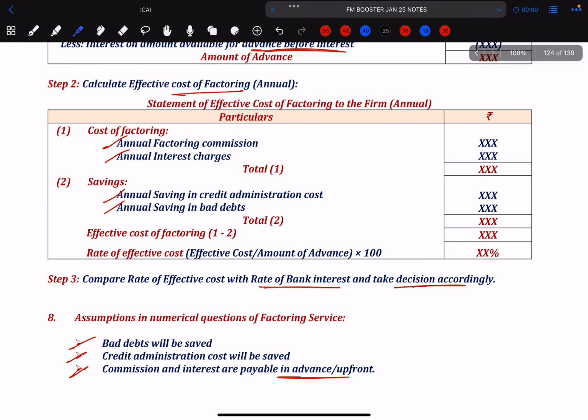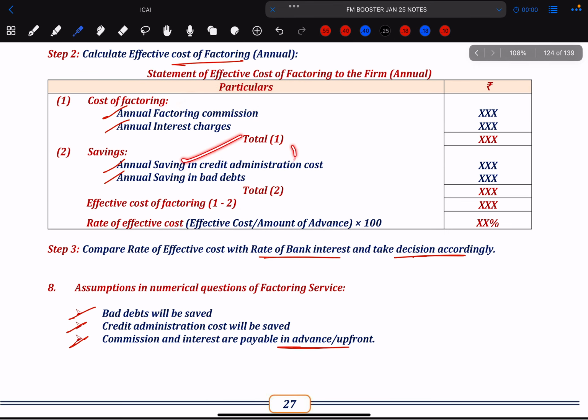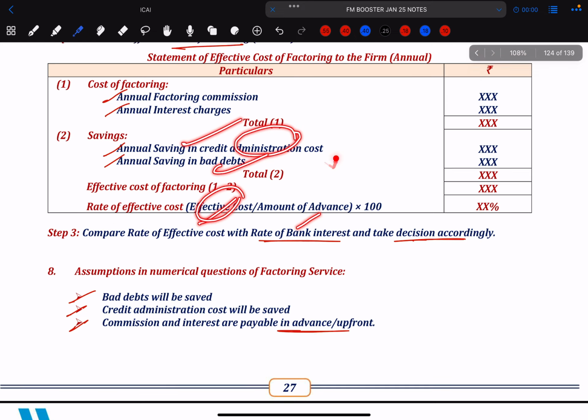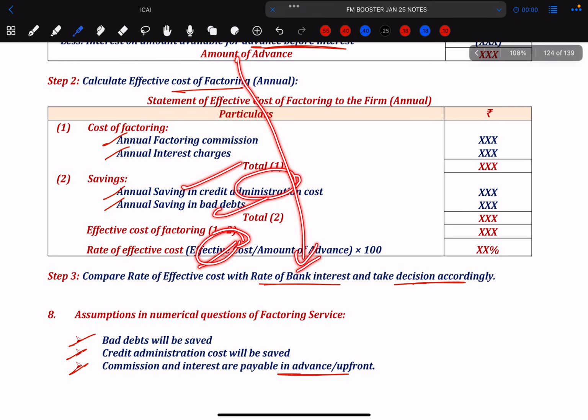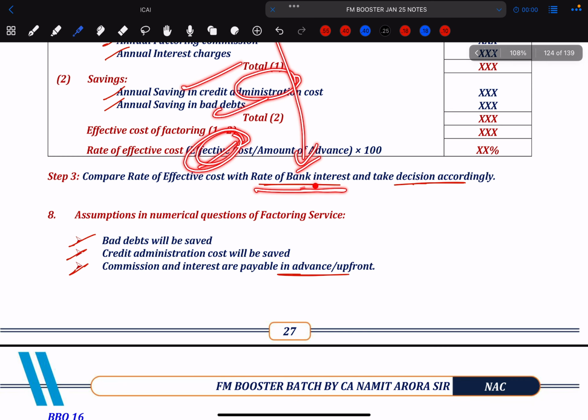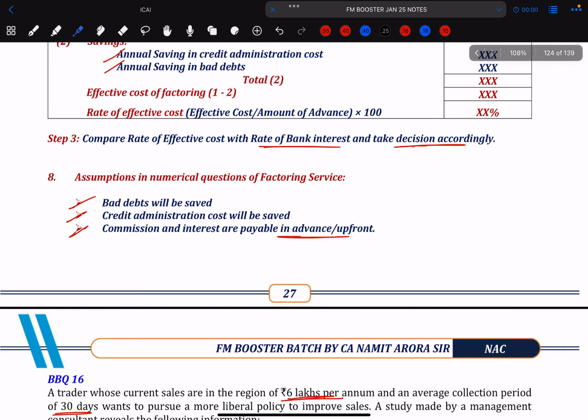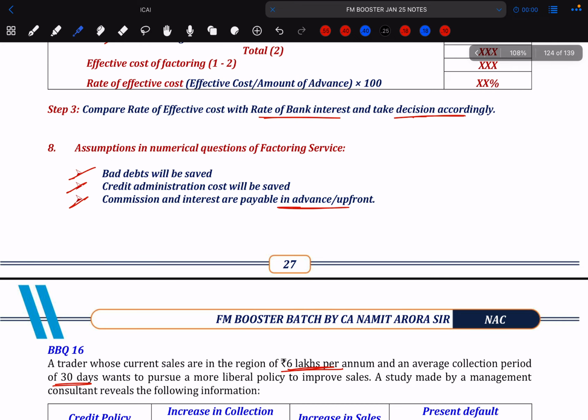And this is the evaluation: the cost of factoring is these two things, and savings will be administration and bad debts. So effective cost is simple, amount of advance minus effective cost, done. You can go for the last illustration or last practice question, and you will understand this thoroughly.